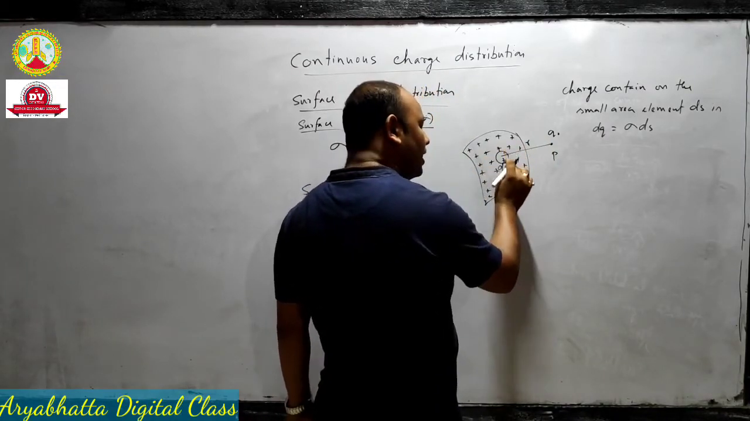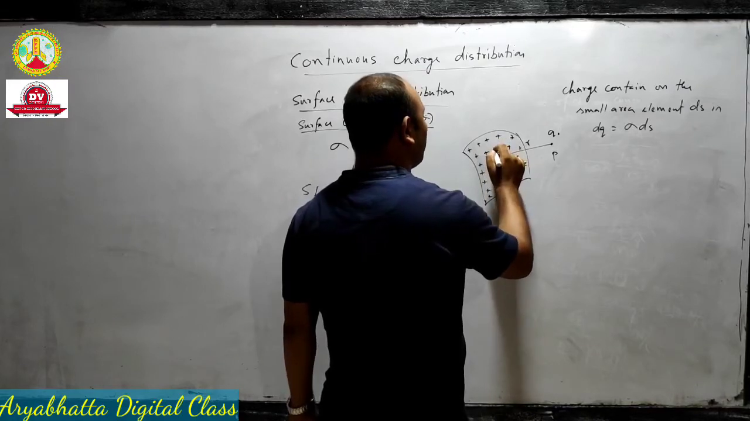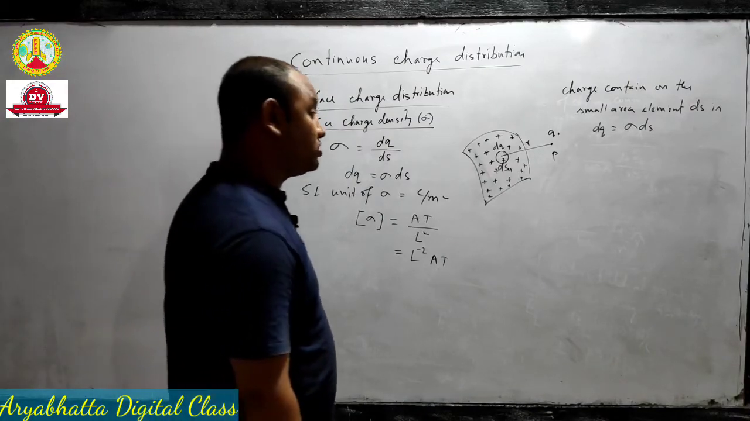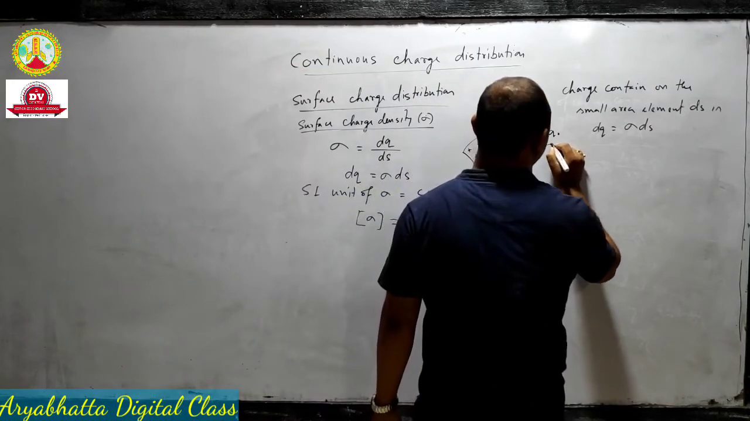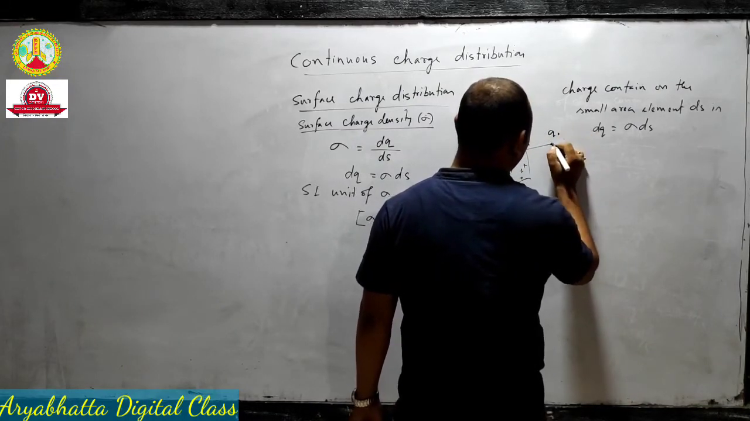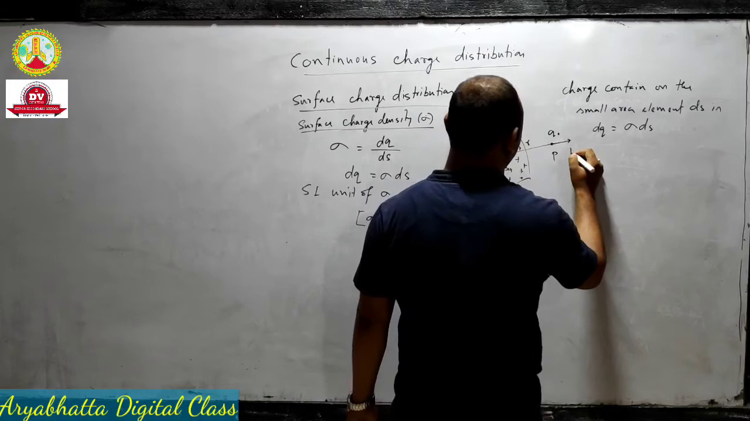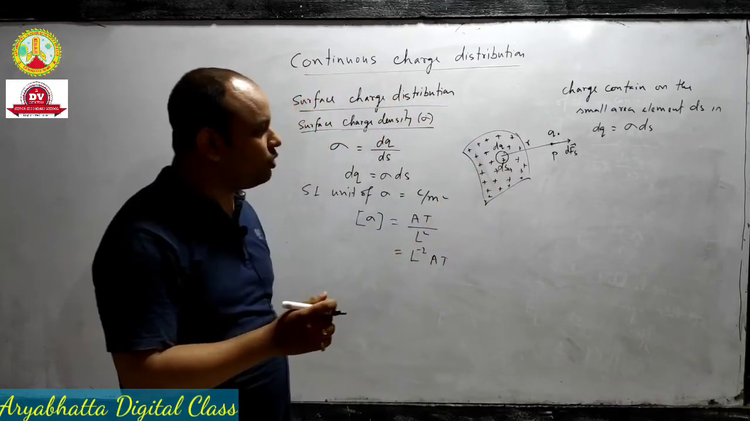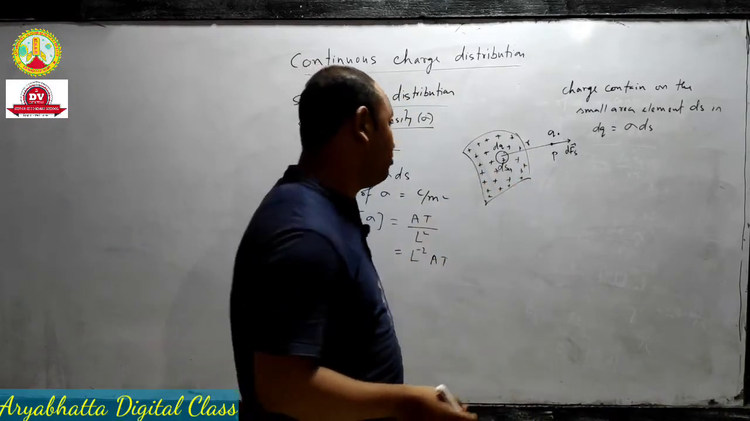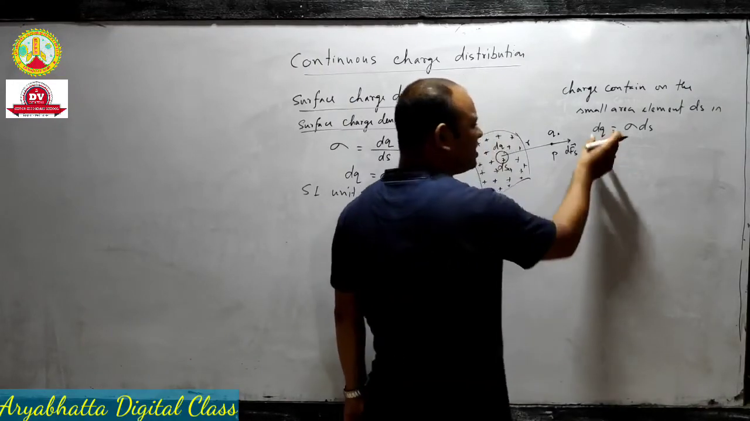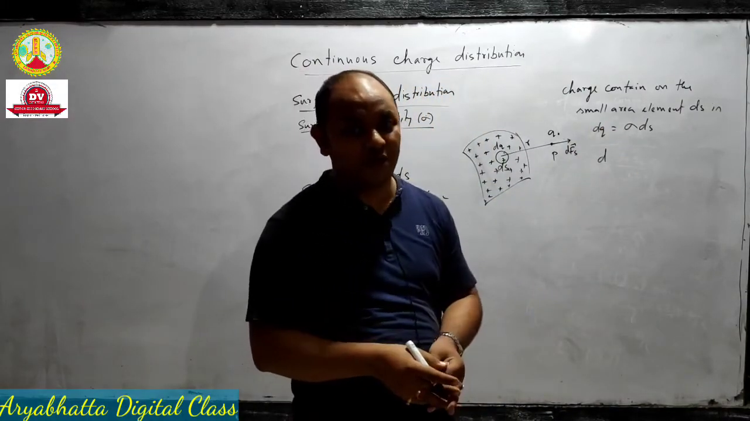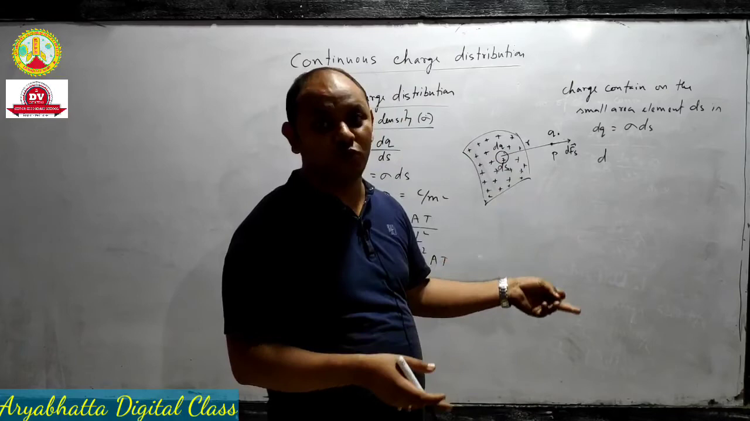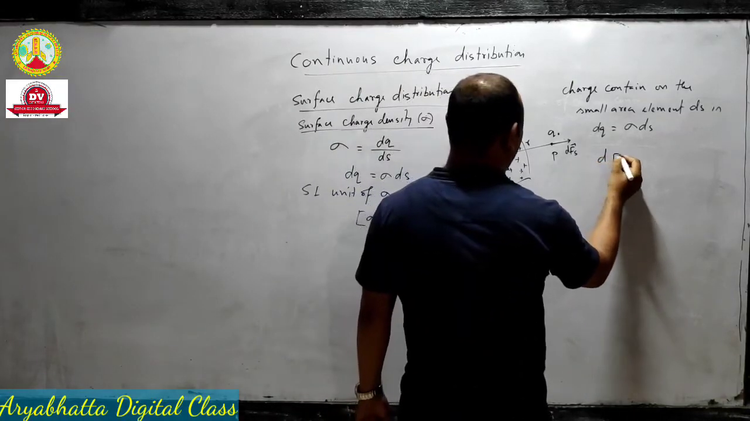ये जो dS एरिया एलिमेंट है इसमें कितना चार्ज है? इसमें dq amount of charge is there. How much charge is there? dq amount of charge is there, and dq charge will repel q naught in this direction with a force dFs. Okay, the charge is very small because we have considered a small area element. As the charge is small, the force exerted upon q naught will be also small. That is why we have written dFs.